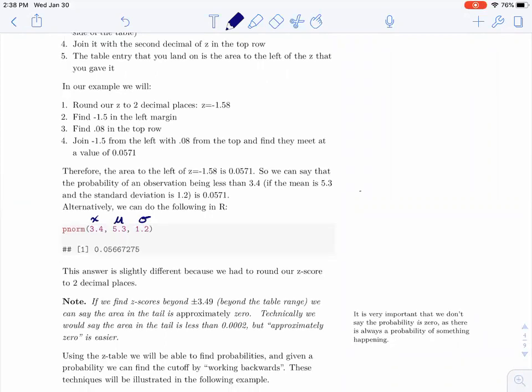Just so we can get in the habit of drawing out these values: a normal distribution centered on 0, negative 1.58. The area to the left was 0.0571. Any questions about that? It's new, it's weird, but we'll be using it a lot, so you'll get used to it as we go.